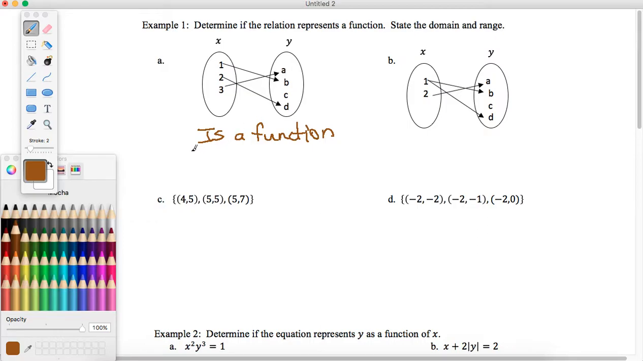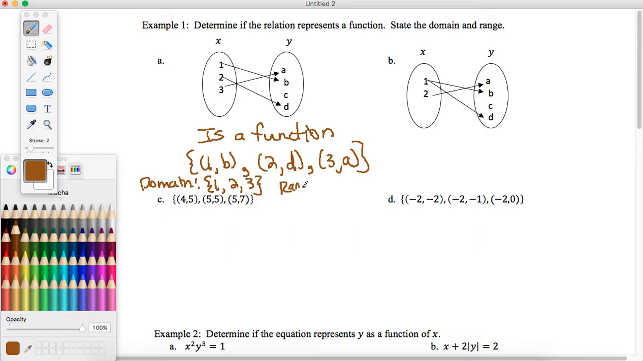If I were to write this as a set of ordered pairs, 1 gets assigned to B, 2 gets assigned to D, and 3 gets assigned to A. That means my domain will include the values 1, 2, 3, and my range would include the variables B, D, and A. And if you want to write that as A, B, D, that is fine.